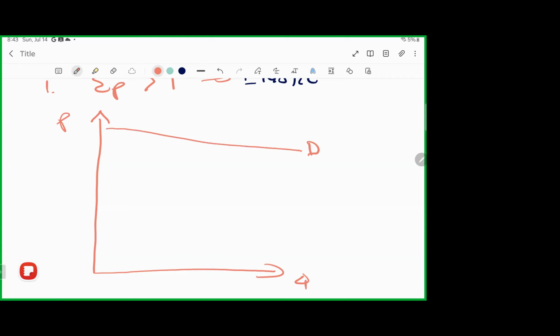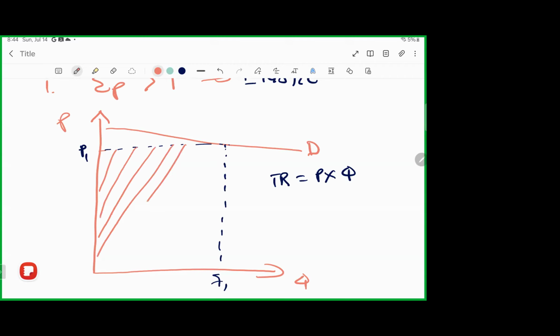Now, if price is here, P1, what will be the demand? Demand is here, Q1. So in this case, remember, total revenue is price times quantity, which means that your total revenue at P1 will be this section. Total revenue will be this section.